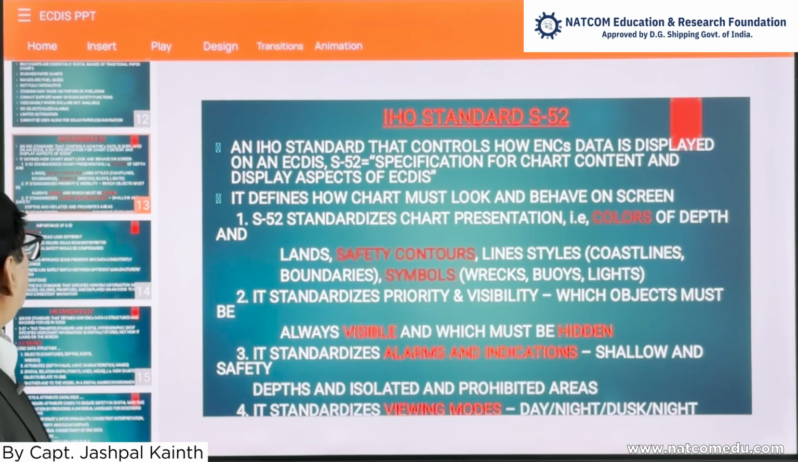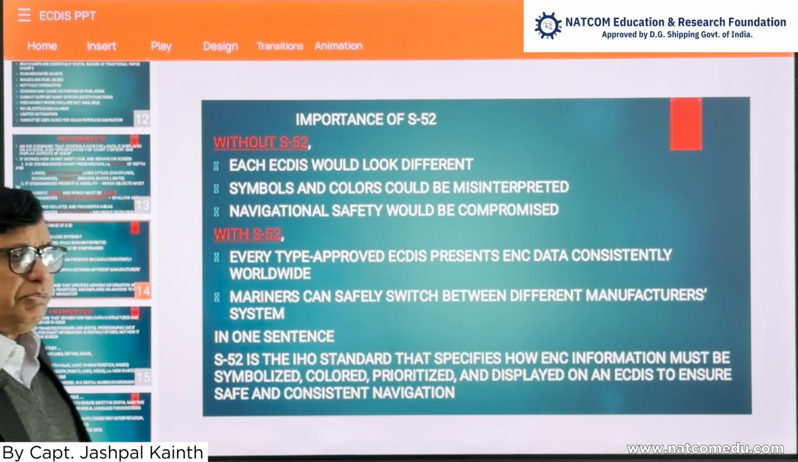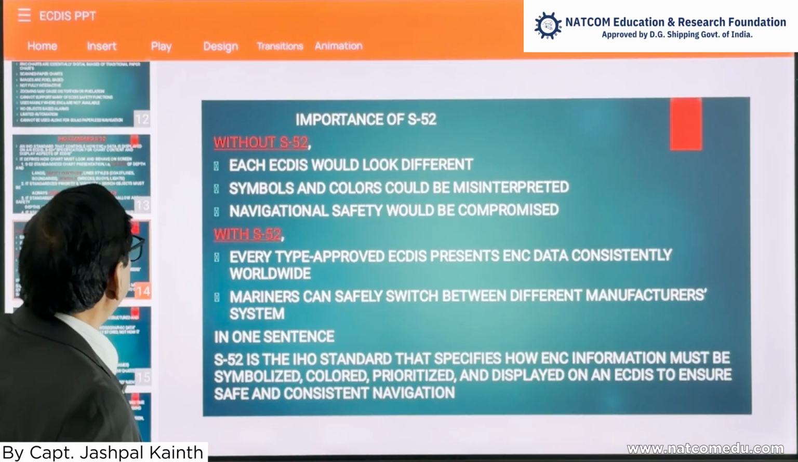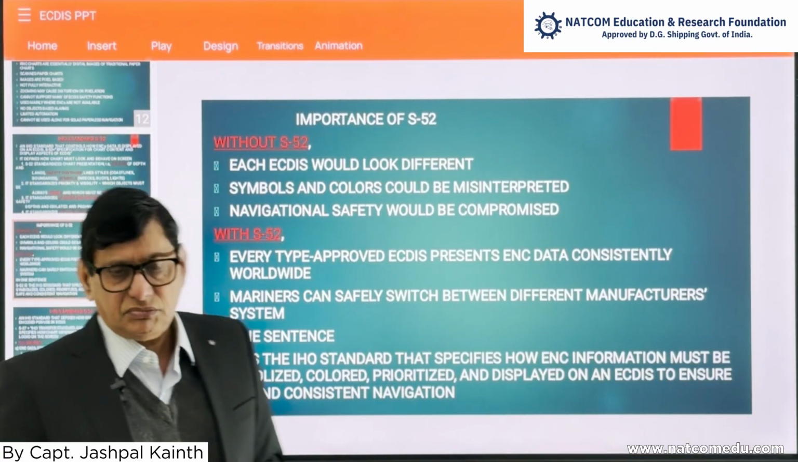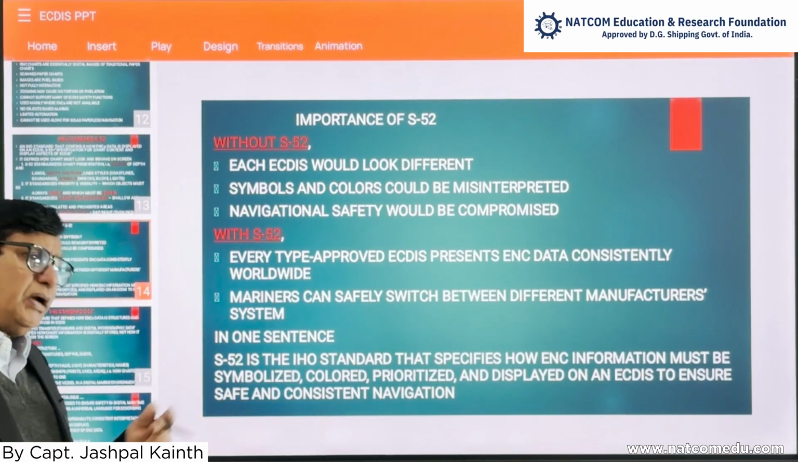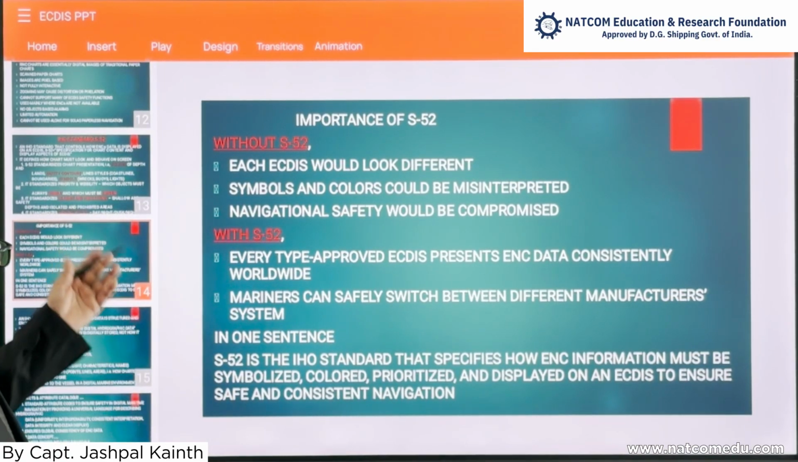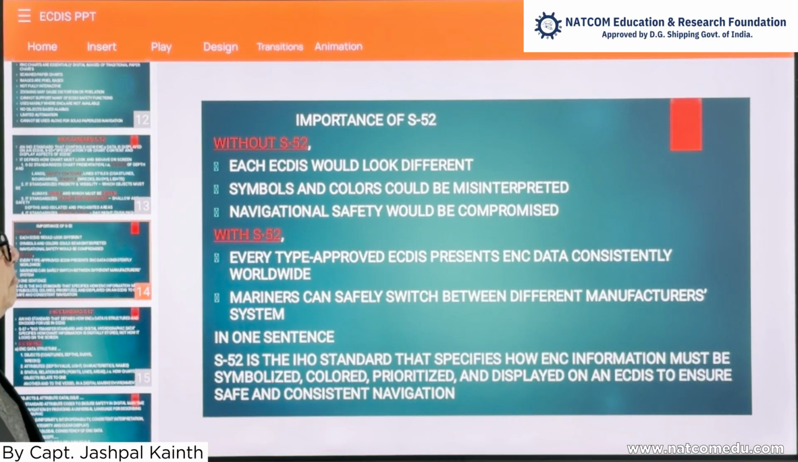You can make it night, day, whatever you like. Now, what is the importance of S52? Without S52, each ECDIS would look different. We don't want that. We want all ECDIS to look the same. Symbols and colors could be misinterpreted.